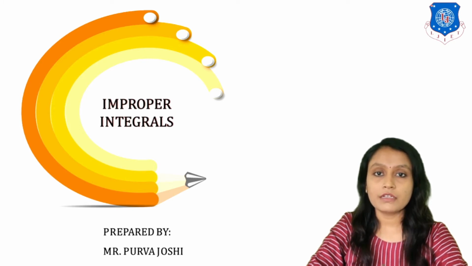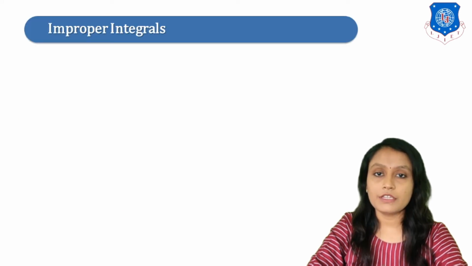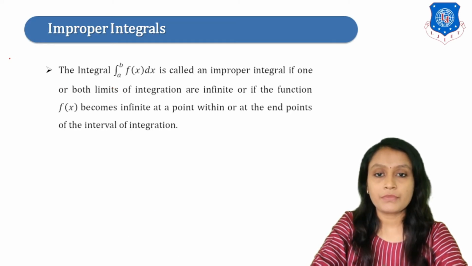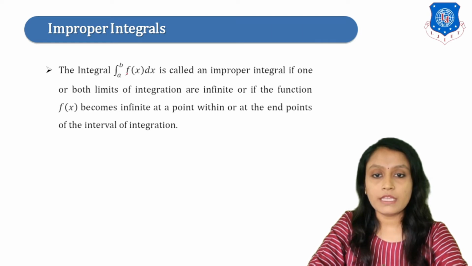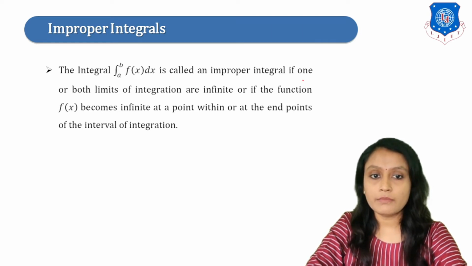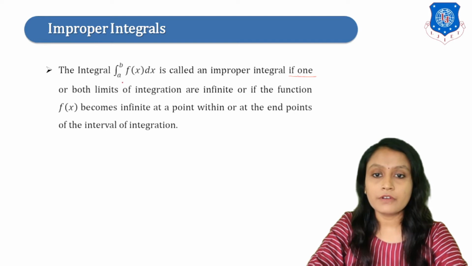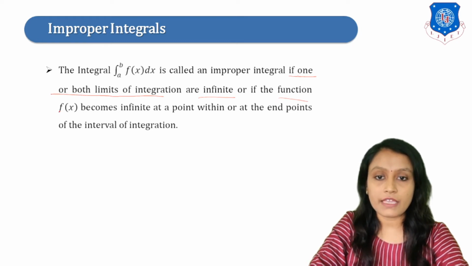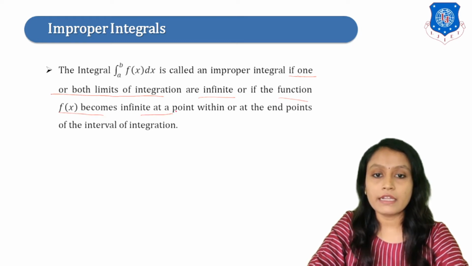Today we are going to start a new topic, that is improper integrals. So let's begin with the definition of improper integrals. The integral from a to b of f(x) dx is called an improper integral if one or both the limits of integration are infinite, or if the function f(x) becomes infinite at a point within or at the end points of the interval of integration. So in all, there are three types of improper integrals.